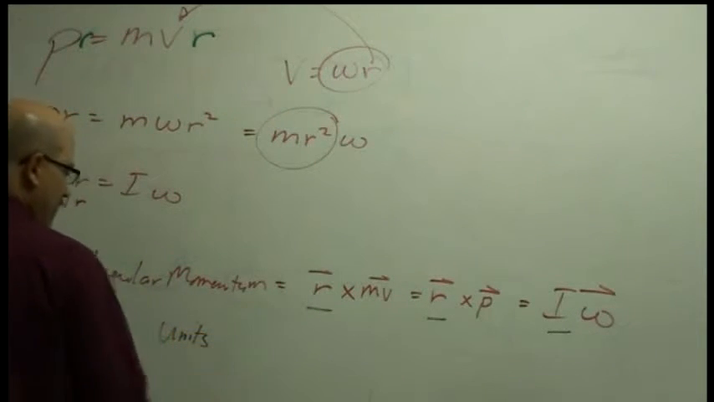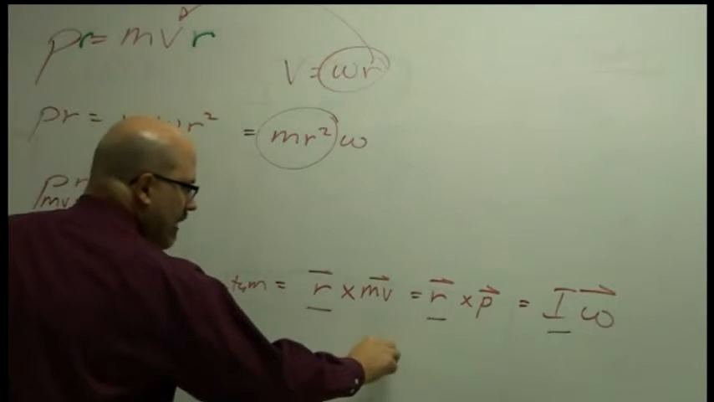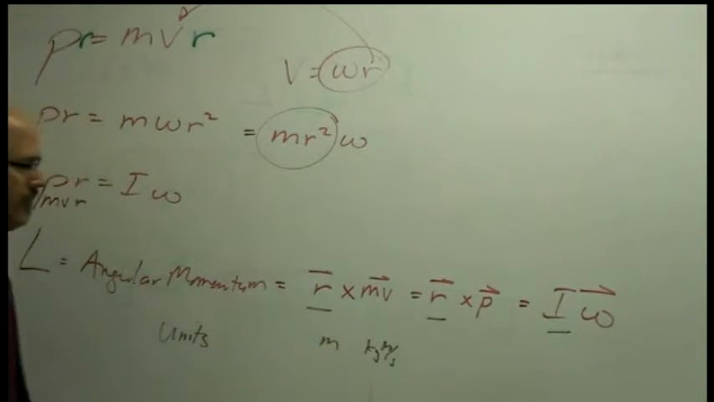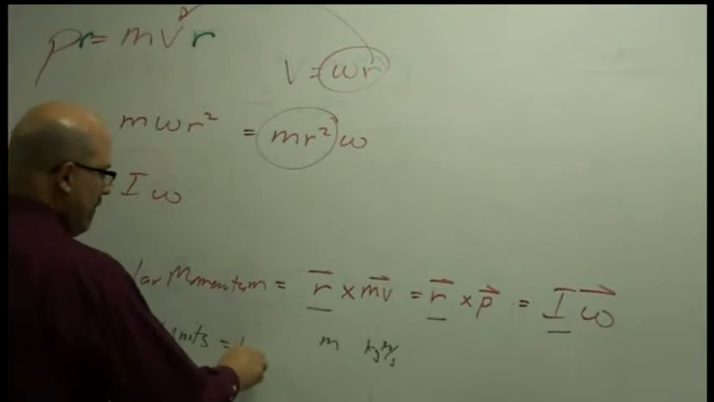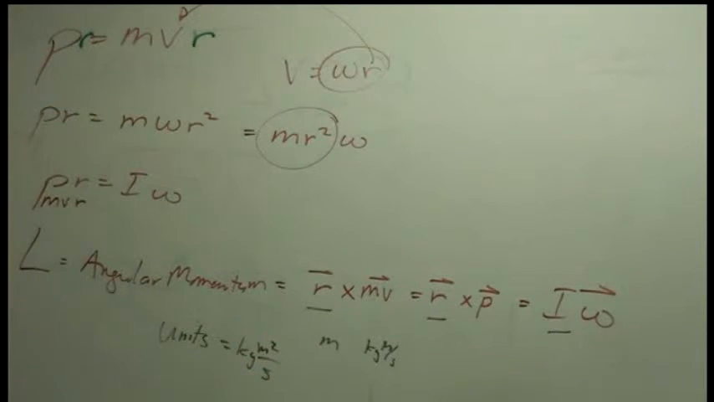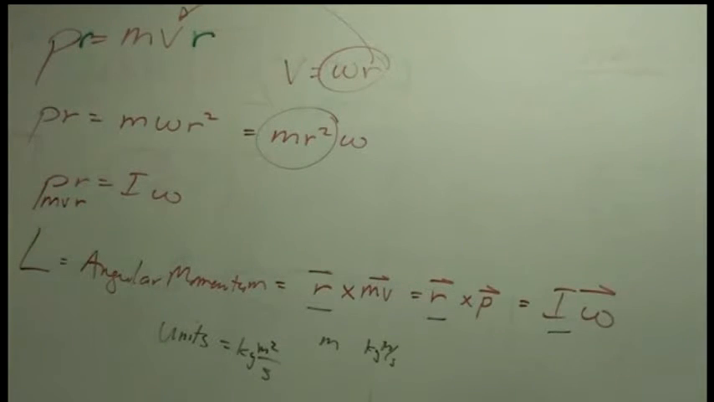What are our units for this? We have a kilogram, a meter per second, times a meter. Kilogram meter squared per second. And that is our units for angular momentum. There is no special name for that, just kilogram meter squared per second.